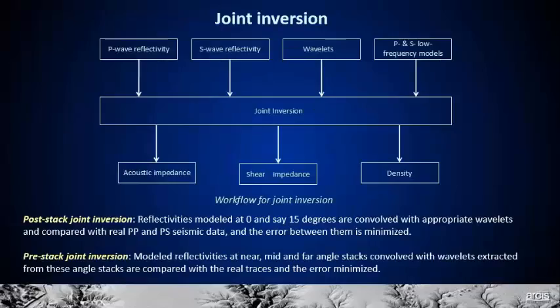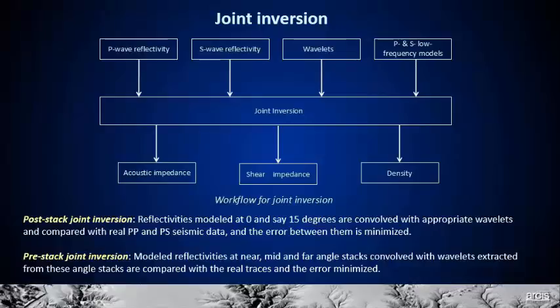So talking about joint inversion, that means we have the PP data, we have the PS data. So we need to extract the wavelets from these two, and we also need the low frequency P and S models to begin with. So when we have all these things, we put them into our joint inversion workflow, and the output is the acoustic impedance, the shear impedance, and the density.